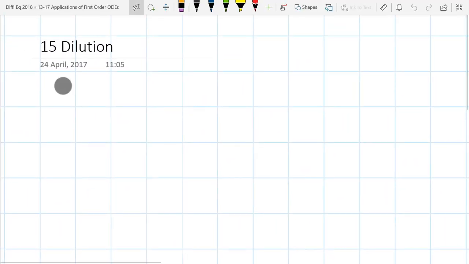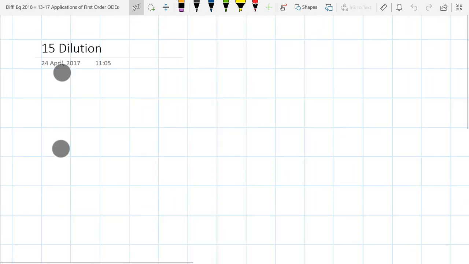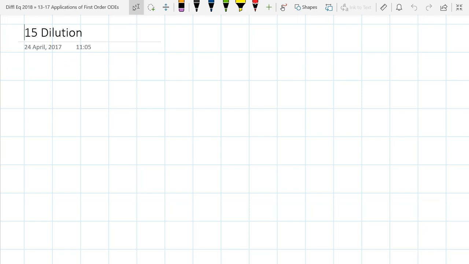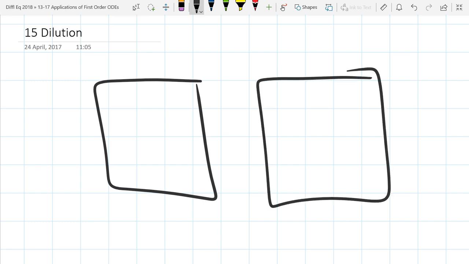So these dilutions, almost every one of these problems has two tanks. So I'll just write down what every problem is going to have in it. There'll be two tanks of water, which we'll write as rectangles.